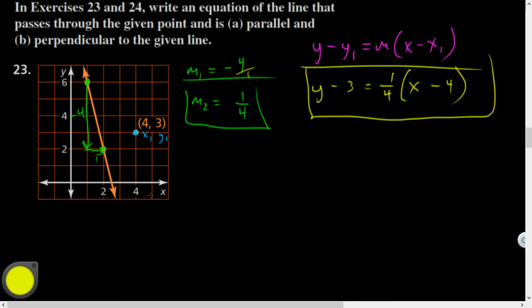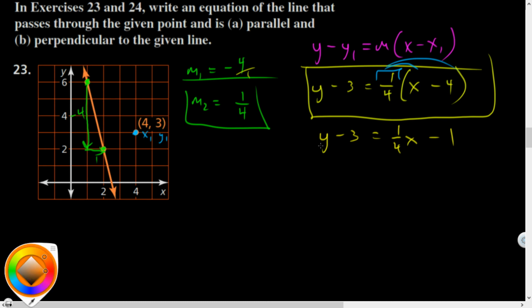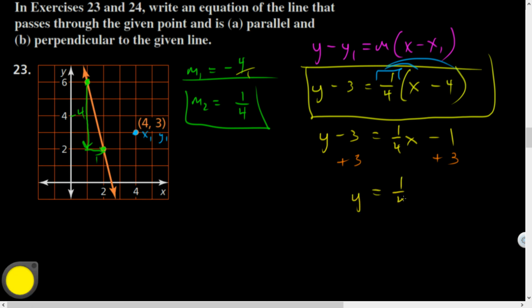And if I wanted to write this in slope-intercept form, we could distribute and then add 3 to both sides. Y minus 3 equals 1/4 x minus, what's a fourth of 4? 1, and then I could add 3 to both sides. Y equals 1/4 x plus 2.